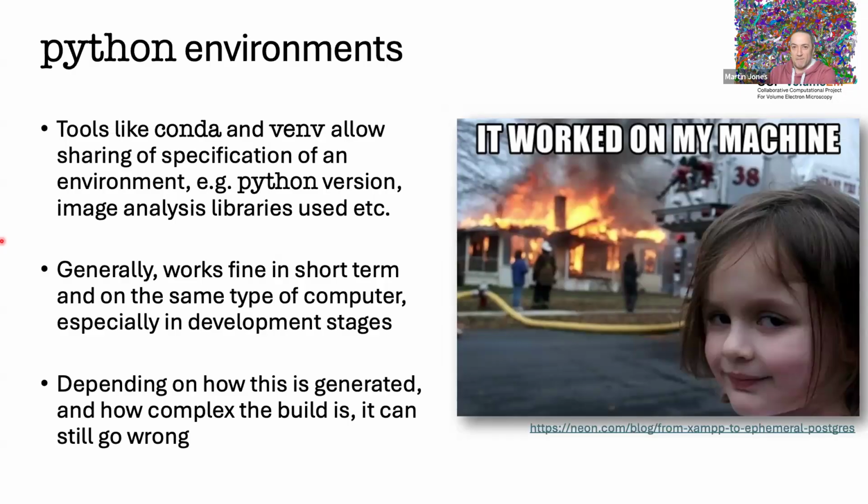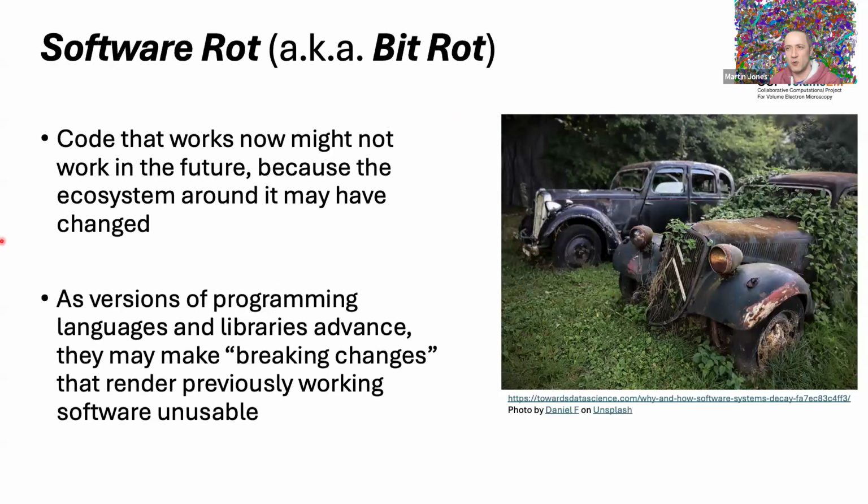One of the things that leads to this sort of problem is something that some people call software rot or bit rot, which is that code that works now, if I don't change it, I assume it should work in the future. But because the ecosystem around it is changing and maybe there are breaking changes, so some new library changes the way it does certain things, that previously working software, if you're not very, very precise in how you define its operating parameters, will suddenly stop working and it can be very hard to work out why.